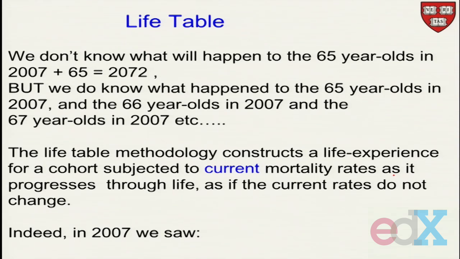He says, we don't know what will happen to the 65-year-olds in 2072 because we're not there yet. So we can't follow this cohort till 2072. But we do know what happened to 65-year-olds in 2007. We'll just follow them up for a year, and we'll see how many die in the next year. Follow them up for 2 years, how many die in the next 2 years, and so on. And then I can tell you what happened to 65-year-olds in 2007. I can also tell you what happened to 66-year-olds in 2007, and 67-year-olds in 2007.